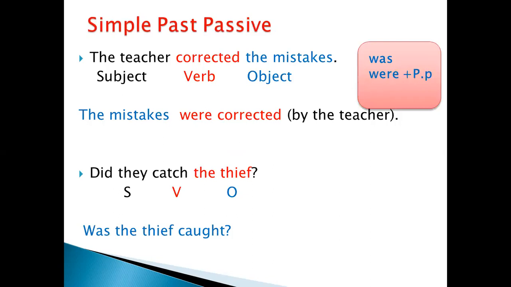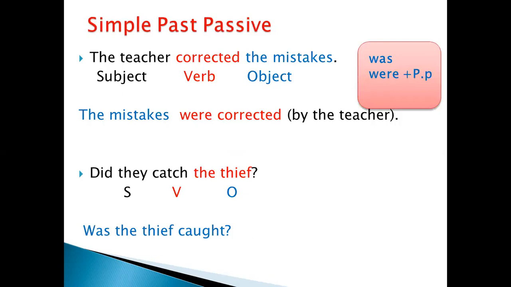Step number two, what is the tense of the sentence? Simple past. Step number three, take the object and put it at the beginning. So, the mistakes. It's a plural word. Okay? Was or were? Were. Why were? Because, as we said, the verb is in the past tense, okay? So, the mistakes were corrected, or the mistakes were corrected by the teacher.